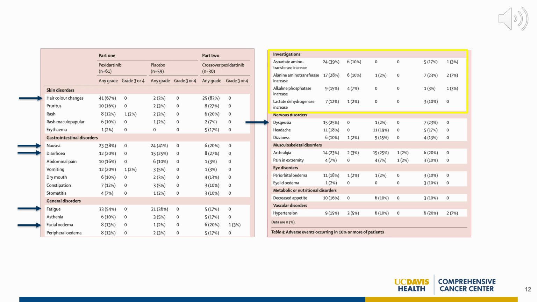So now the important part, right? What are the side effects, right? Because I always tell people taking pexidartinib or these drugs, right? It's not like taking a baby aspirin every day, right? I mean, these drugs have real side effects and can really impact quality of life too, right?